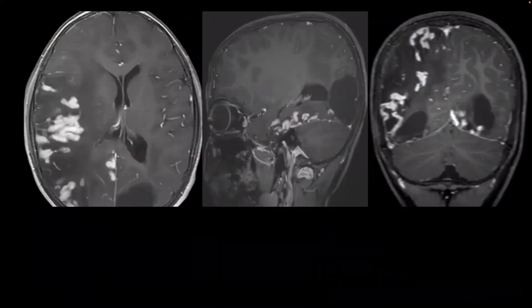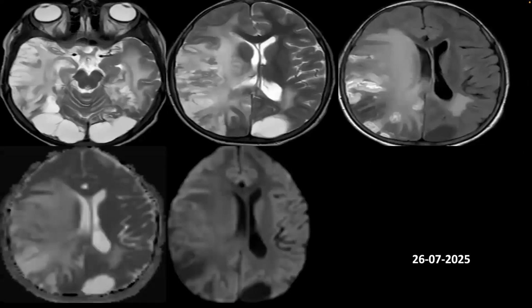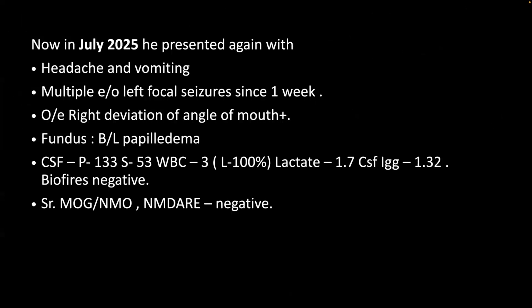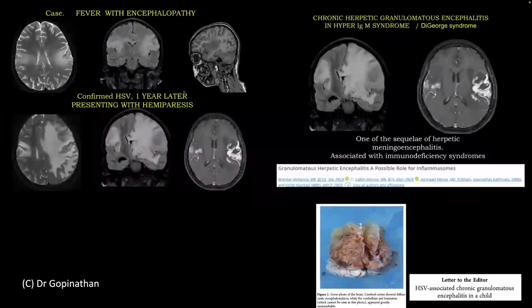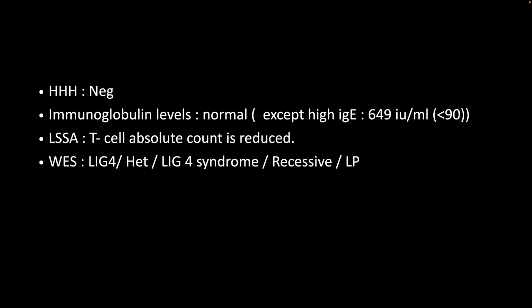So mass effect will be there. After giving steroids and everything, it will be reduced. The patient goes home normal for 1 or 2 years. Then we'll come to the ICU admissions. But in between, we have continued the acyclovir with the anti-seizure medication.